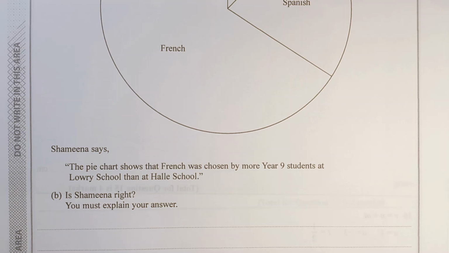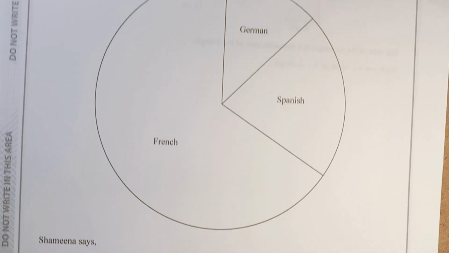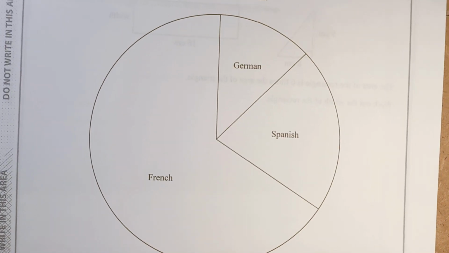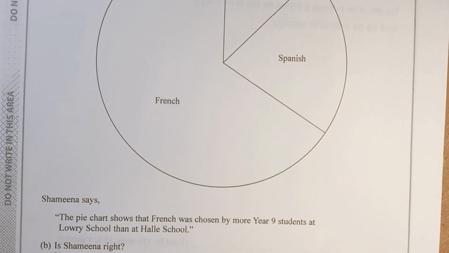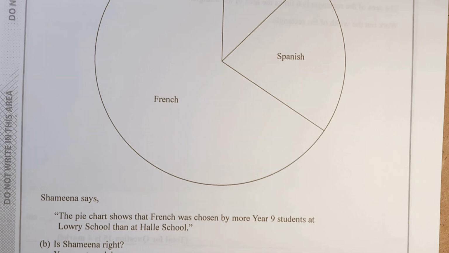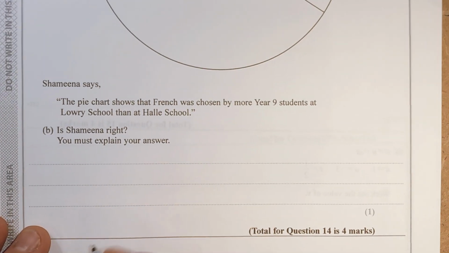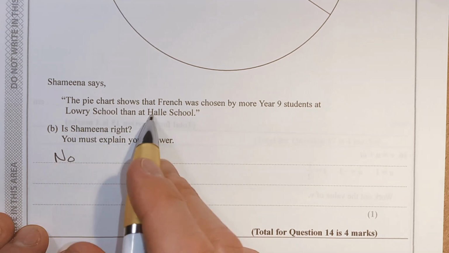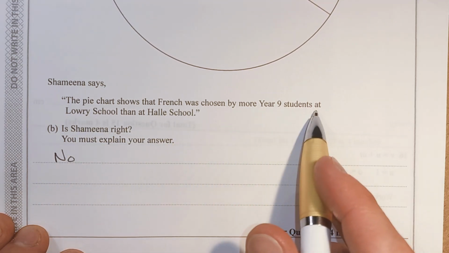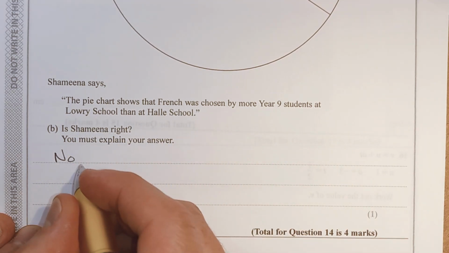Well, if you remember with the previous school, Hale School, we had the pie chart, but we also had the number of students there. With Lowry School, they haven't told us anything about the number of students. So we can't tell. So the pie chart doesn't tell us this, because it doesn't give any information about the number of students. And that's all we need to write. Is Shamina right? No, because she's saying the pie chart shows that French was chosen. It doesn't, because there's not the information.